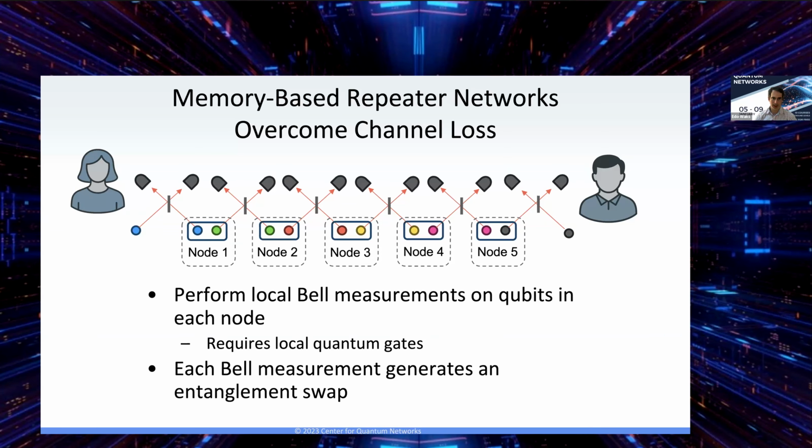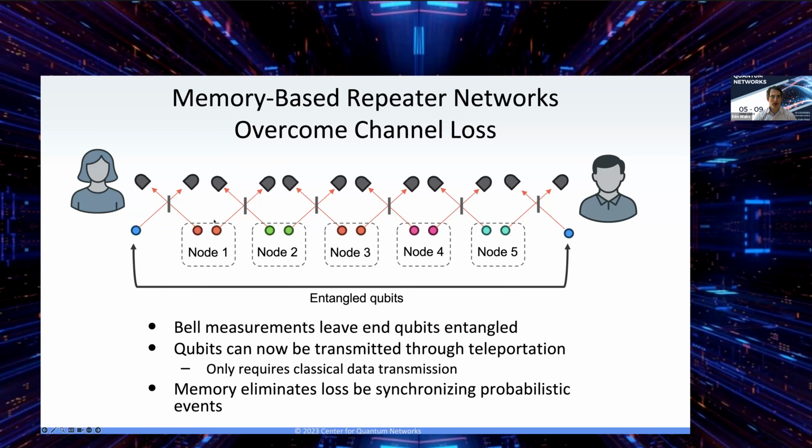But once we implement these local Bell measurements, what we end up with is pairs of individual entangled qubits in each node, but the end qubits, the ones belonging to the sender and the receiver, are now also entangled with each other. In other words, the entanglement has been swapped from Alice to this node, to this node, to this node, to this node, to this node, and finally to Bob. And once the process has succeeded, Alice and Bob have exchanged a pair of entangled qubits that they can now use to teleport quantum information over the channel using only classical communication.